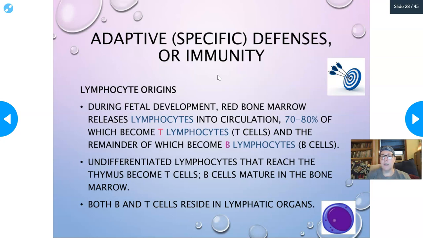Undifferentiated lymphocytes that reach the thymus will become T cells, and the ones that stay in the bone marrow and mature will become B cells, for bone marrow. So B cells mature in the bone marrow, T cells mature in the thymus, okay? And then both B and T cells can reside in your lymphatic organs, such as your lymph nodes, your spleen, etc.